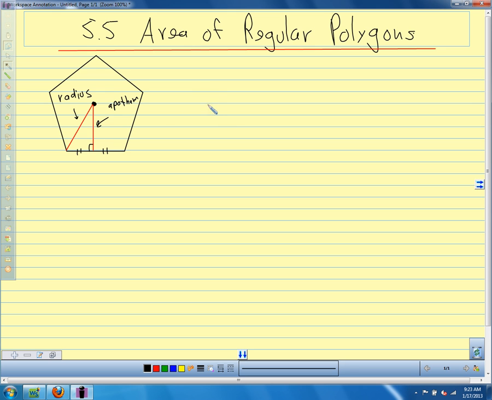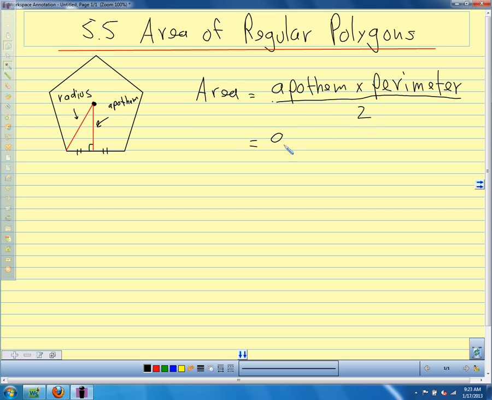This is the same. And we set our formula, the area equals 1/2, let me write it a different way, equals the apothem times the perimeter divided by 2. And the way we usually write that is AP divided by 2. And that's the same as saying 1/2 AP. Dividing by 2 is the same as saying 1/2.